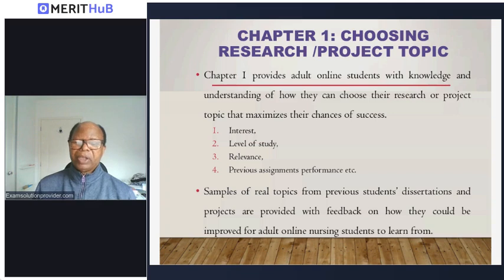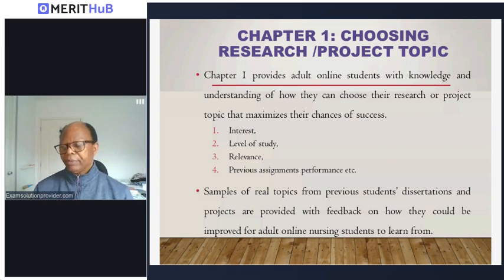And then obviously you have got samples of previous students' dissertations and projects, titles or areas of research, and then you will see the feedback that has been provided on what was good and which areas need to improve. Therefore, you learn from your previous students' mistakes, and then use that knowledge to choose the right topic for your dissertation or for your project.